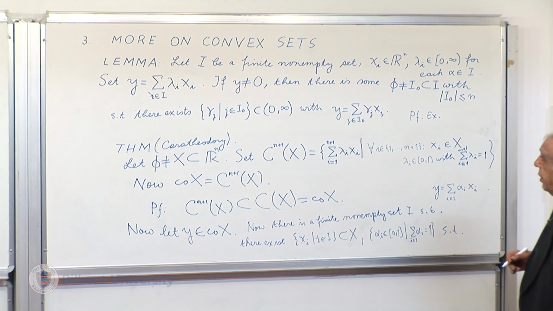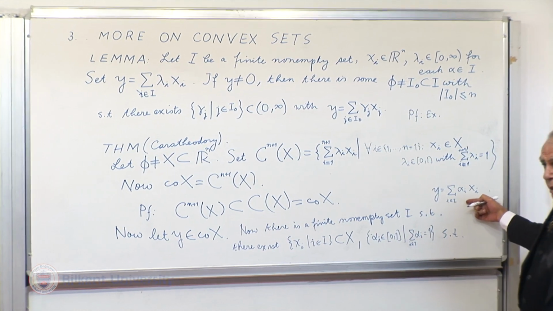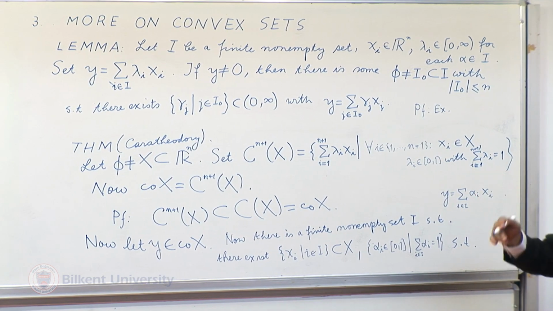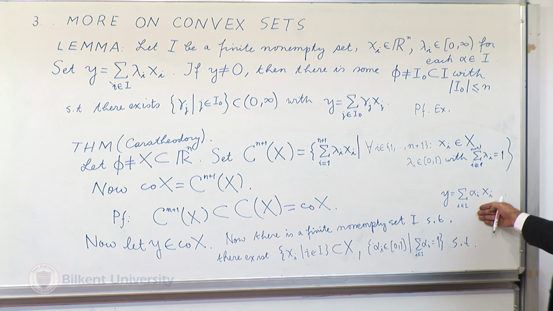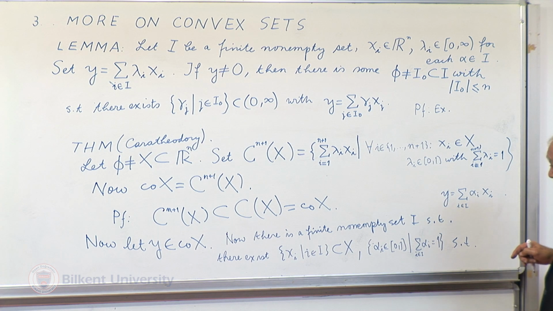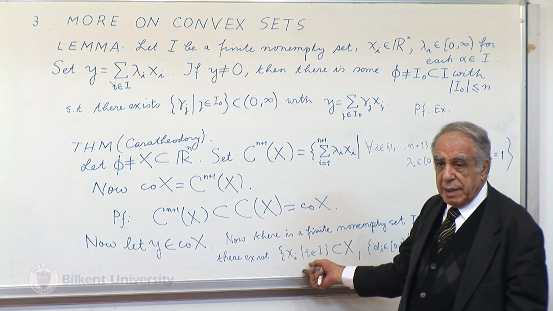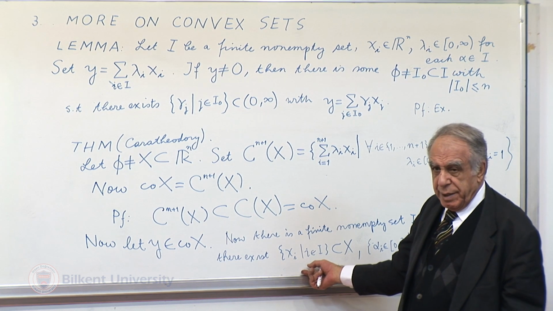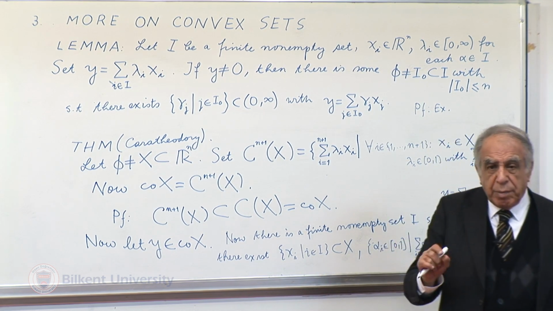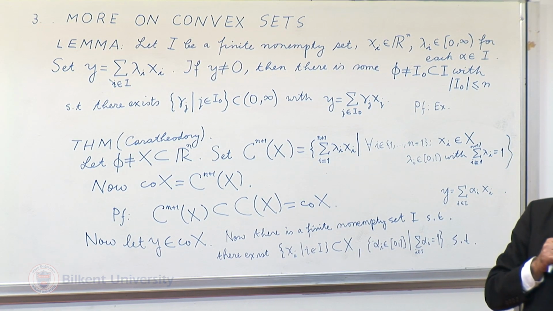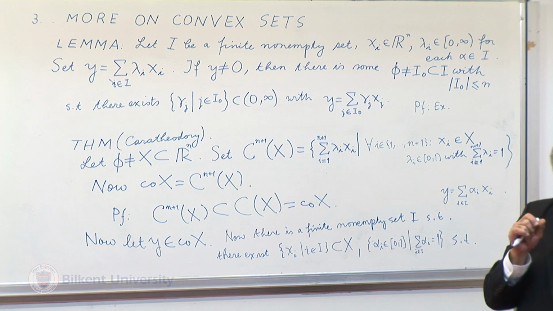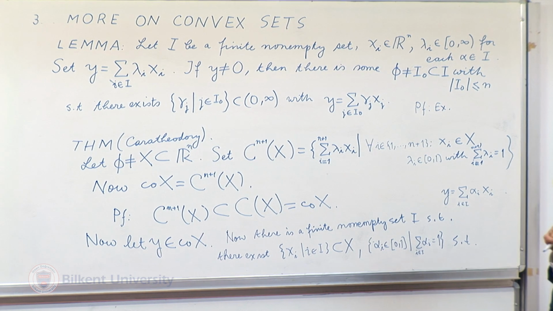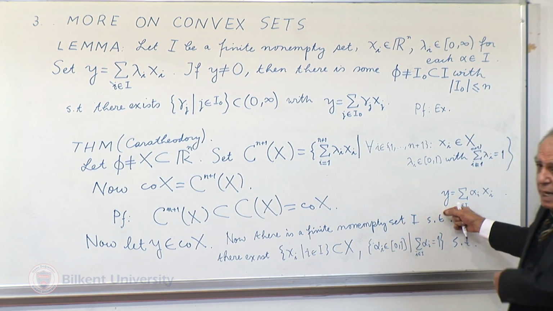Now, using this lemma, this is a convex combination, but forget about the convex part. This is a linear combination with non-negative coefficients of finitely many members. So this lemma says we can find a subcollection of these vectors, in number less than or equal to n members. Then we can find appropriate positive coefficients such that the linear combination formed will turn out to be equal to y, in case y is different than 0.